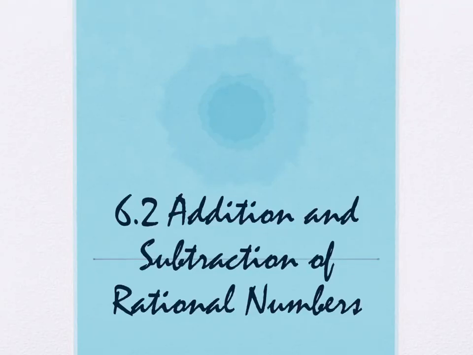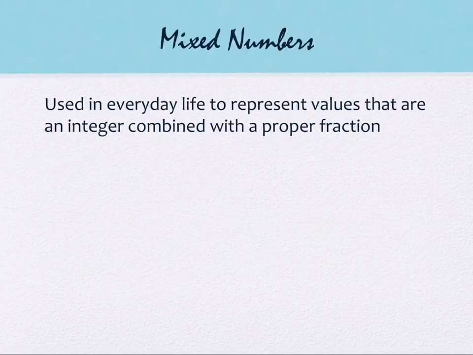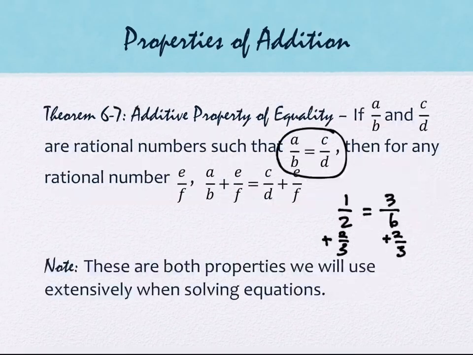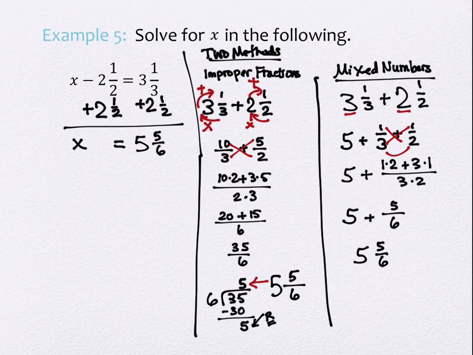All right, so we're going to pick up where we left off in section 6.2 last time. We were talking about addition and subtraction of rational numbers. And as we move into example 6, I want to remind you of what we had done in example 5. In example 5, we looked at two different ways of seeing how to combine fractions together, right?